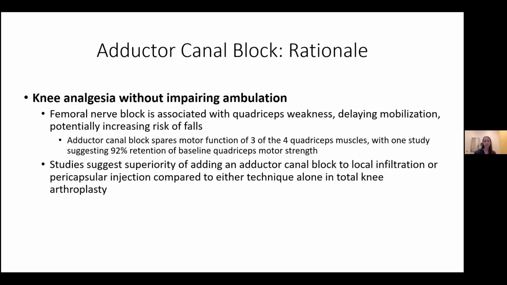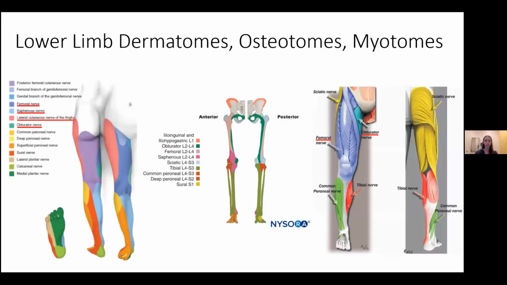Studies suggest that when performing an adductor canal block compared to a femoral nerve block, the pain scores or patient satisfaction are about the same. So we're not losing much in terms of analgesia with the adductor canal block compared to the femoral nerve block. And studies suggest that doing an adductor canal block, in addition to any local placed by the surgeon, is superior to doing either alone in total knee arthroplasty.